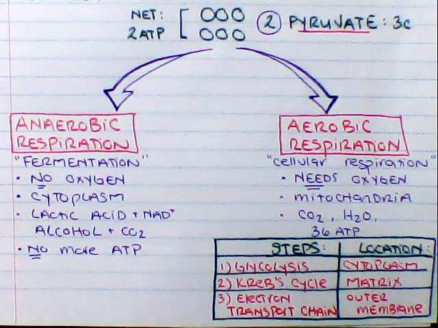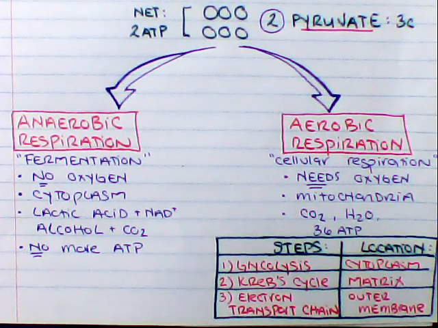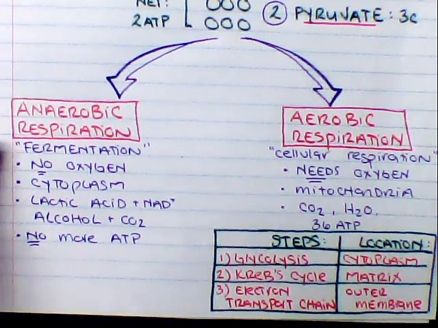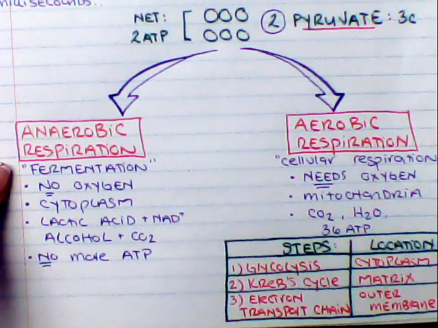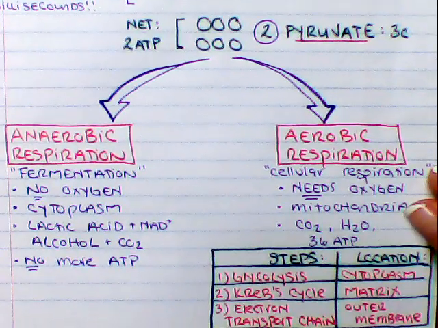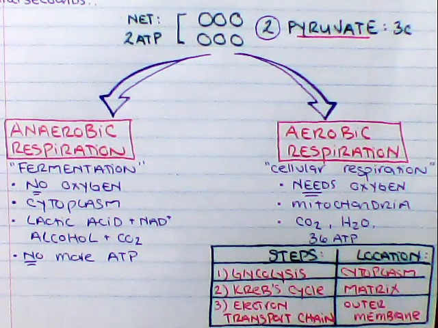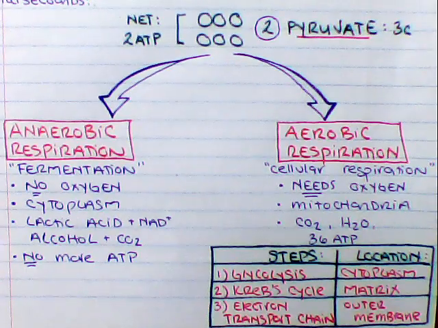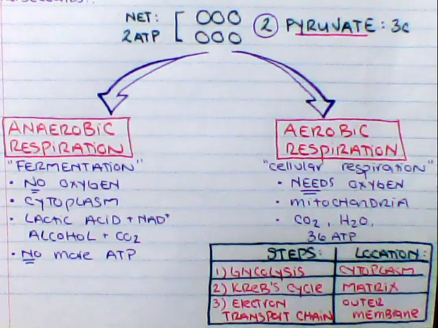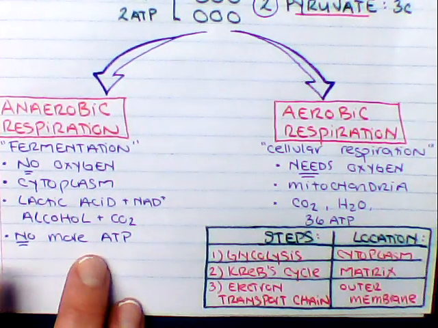Now there are 2 pathways that pyruvate or pyruvic acid will take in the cytoplasm. The first pathway is anaerobic respiration. It'll remain inside the cytoplasm, and this process is actually known as fermentation. It requires no oxygen, and our products in anaerobic respiration will include lactic acid or alcohol. The end result, however, of going through anaerobic respiration is that there will be no more ATP made.